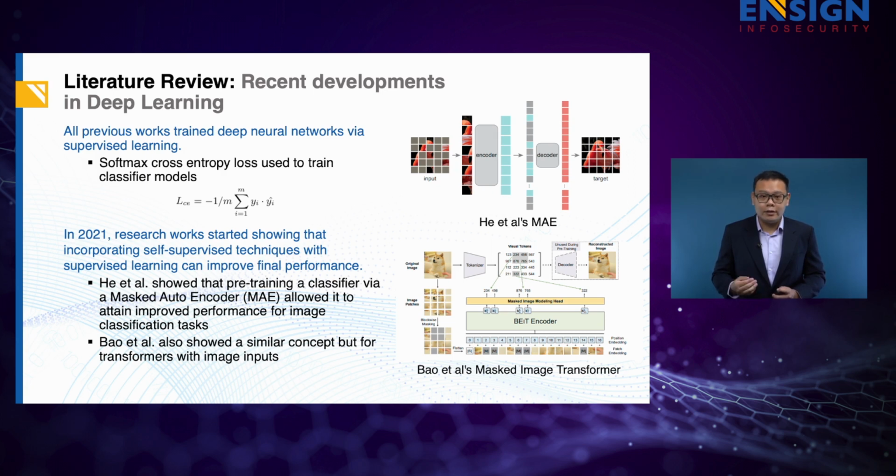So to summarize, these two works involved pre-training a neural network to reconstruct its masked input in a self-supervised manner without labels, followed by training via the softmax cross-entropy loss, which is essentially the supervised learning step. The conclusion of these two works was similar in that training the neural networks using a combination of both self-supervised and supervised learning techniques results in better performance.